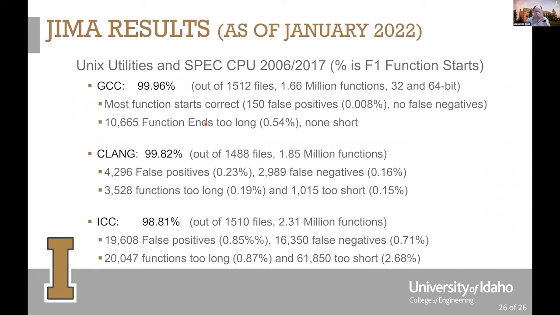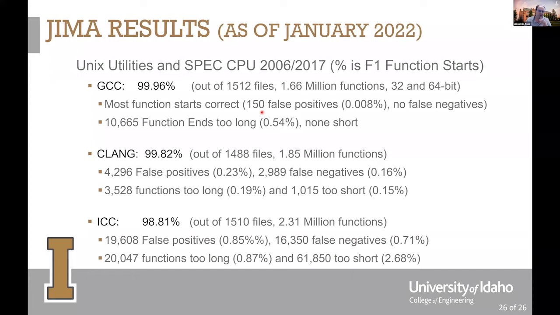Then we ran our results. Summarizing what we did with GEMA: with GCC, we had an F1 value of 99.96. Basically, we looked at 1,512 files. They contained 1.66 million different functions across both 32 and 64-bit with all the optimization options. Out of the 1.66 million functions, we had no false negatives. We found every one, and we reported 150 incorrect.